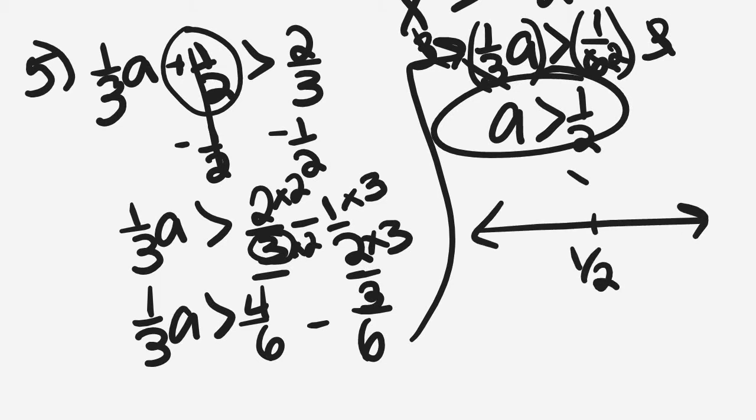So here's the 1/2. It is an empty circle. It does not include the 1/2 because it does not have the or equal to, the little line on the bottom. We want all the A's bigger than 1/2. So that way.